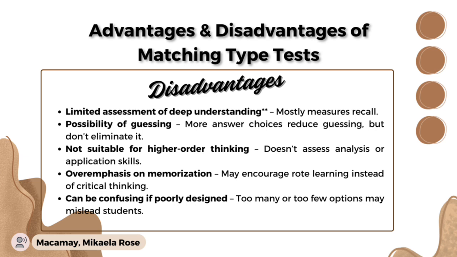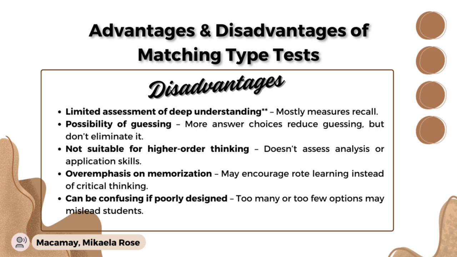The fourth one is overemphasis on memorization. It may encourage rote learning instead of critical thinking. Because matching type is about remembering, you might just try to memorize things without really understanding them. This can make you focus on remembering facts instead of thinking deeply.